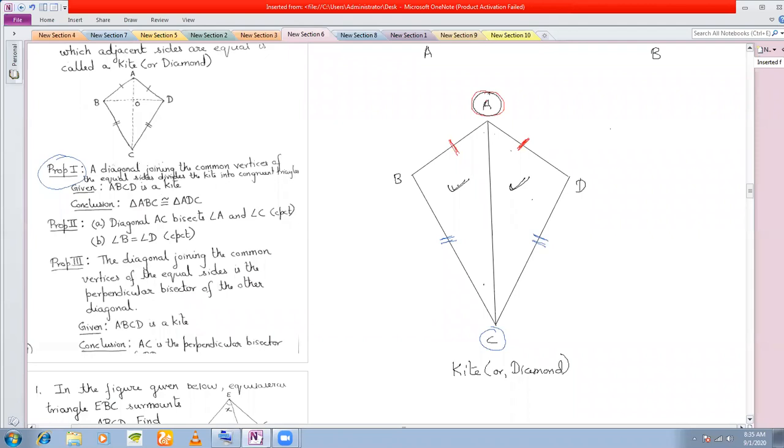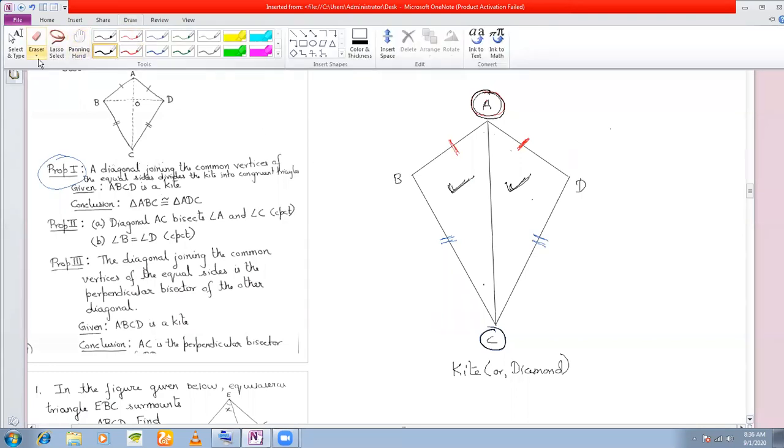This forms our first and a very important property: in a kite, the diagonal joining the vertices of the equal sides divides the kite into two congruent triangles. Vertices of the equal sides means A is the vertex associated with the equal sides, and C is the vertex associated with the equal sides. So this triangle is congruent to this.